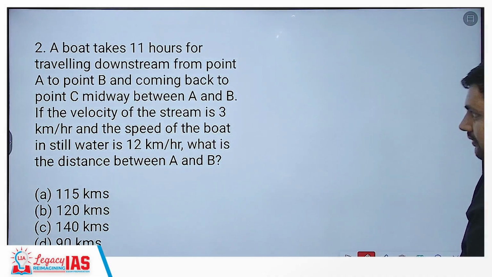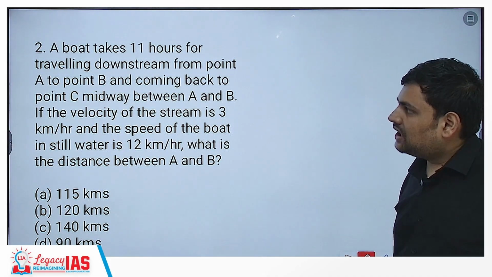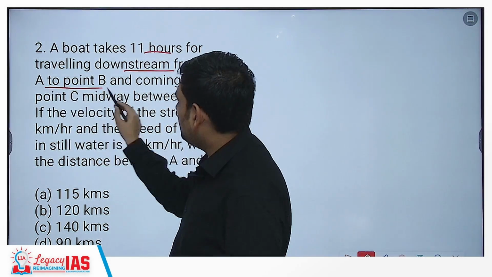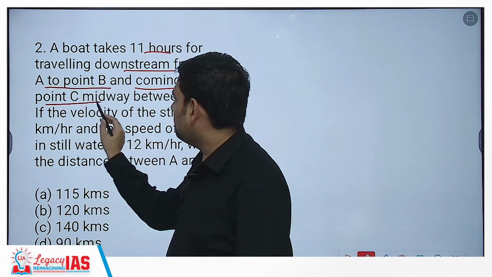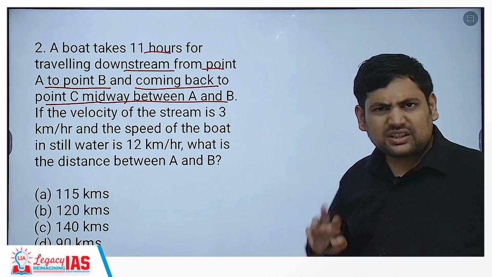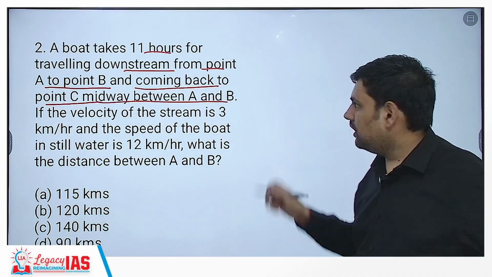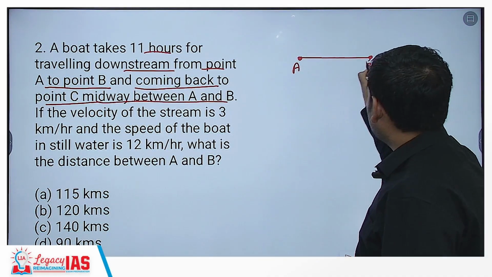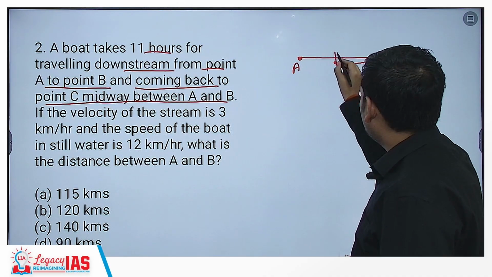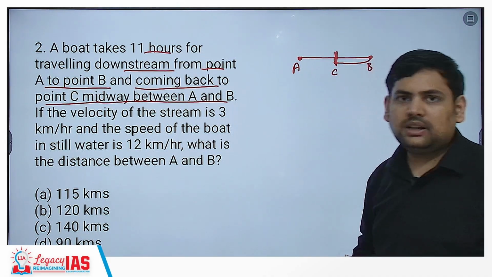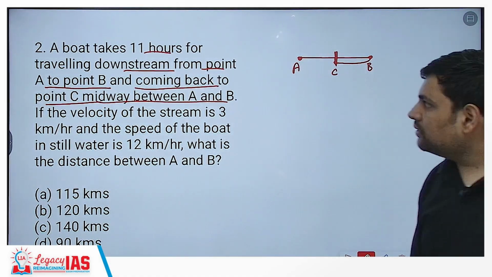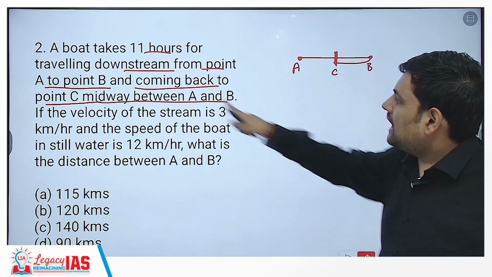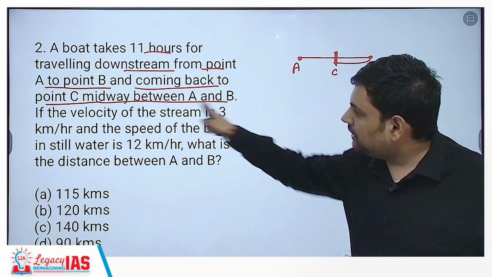Now let's see this question. A boat takes 11 hours for traveling downstream from point A to point B and coming back to point C midway between A and B. Okay, so this is an entire journey of the boat in which it is traveling from A to B and then it is coming back to C, where C is the middle point between A and B. Understood?